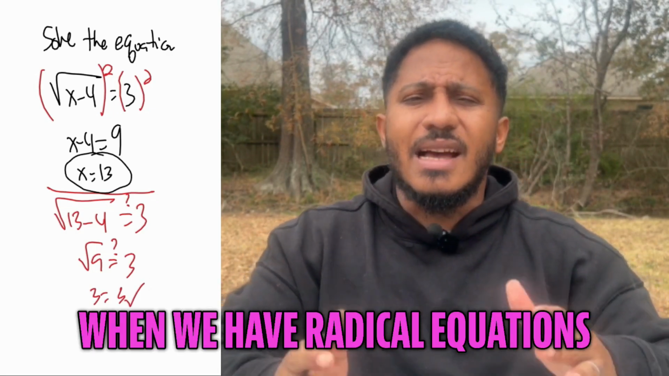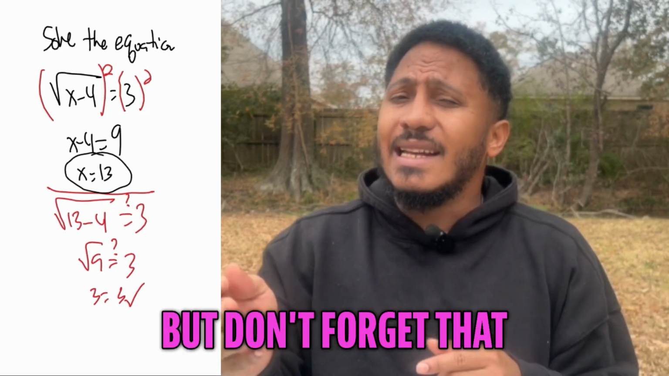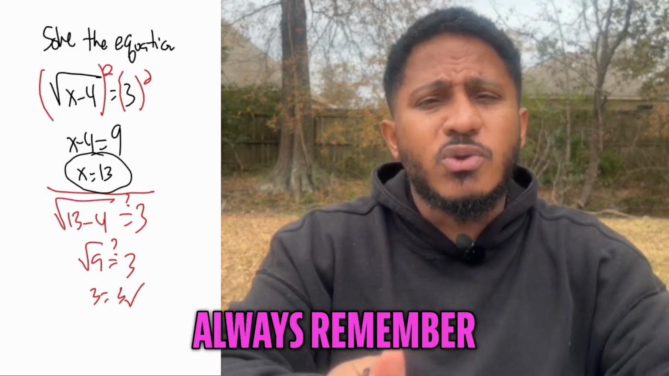When we have radical equations, isolate the radical, raise both sides to some power, and then solve from there. But don't forget that Nike step, that check step, okay? Always remember, it's everywhere.